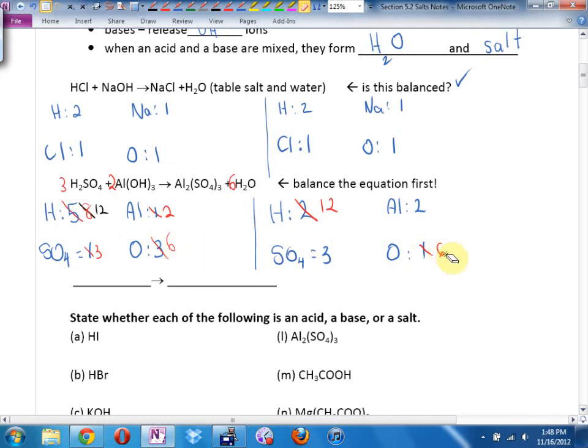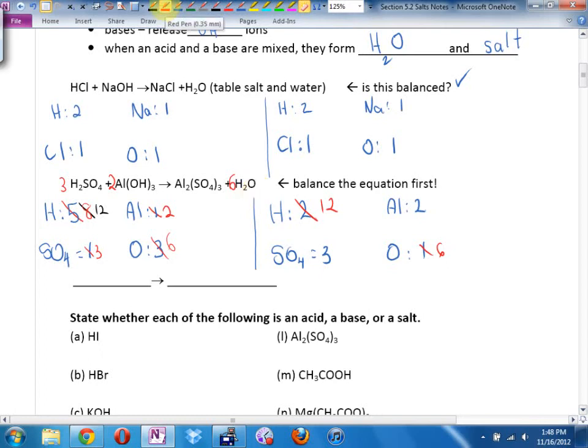Yes. Apparently, the actual equation is 3 H2SO4s plus 2 Al(OH)3s results in aluminum sulfate and lots of water. Here's your salt. Here's your water. Okay?